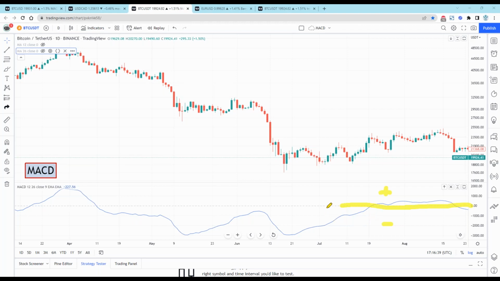If we're above the zero line, we know the 12 period moving average was larger than the 26. When we are below the zero line, we know the 26 period was larger than the 12, because now we subtracted a larger number from a smaller number and got a negative. And we simply plot those differences on this chart and get the blue line.